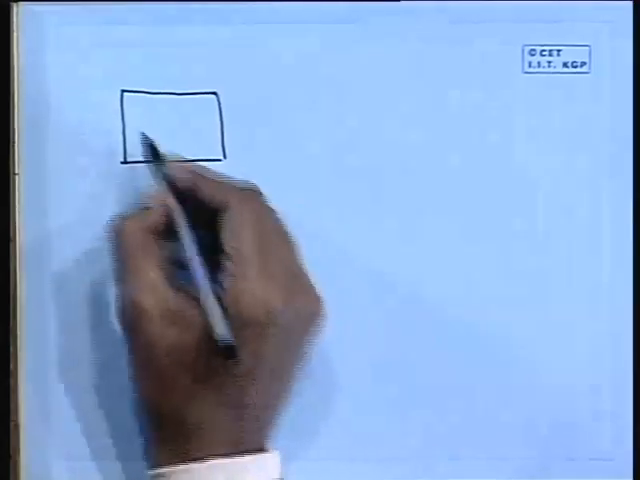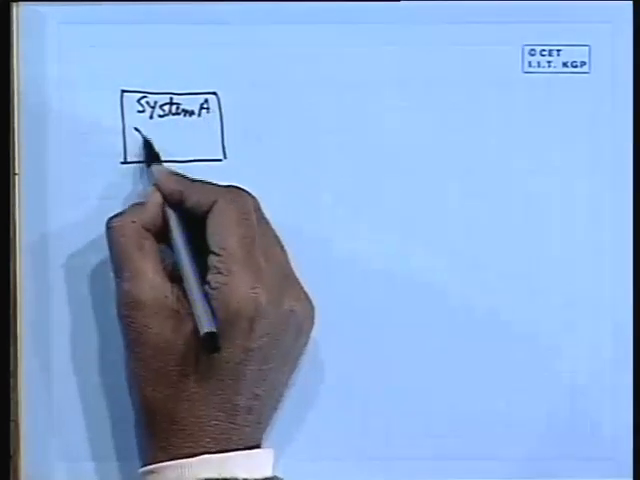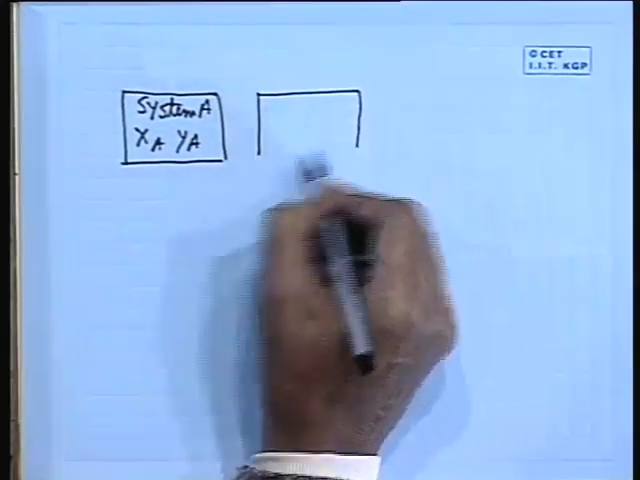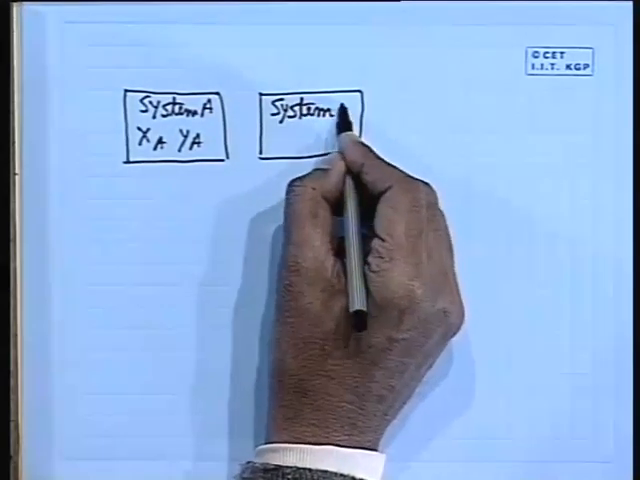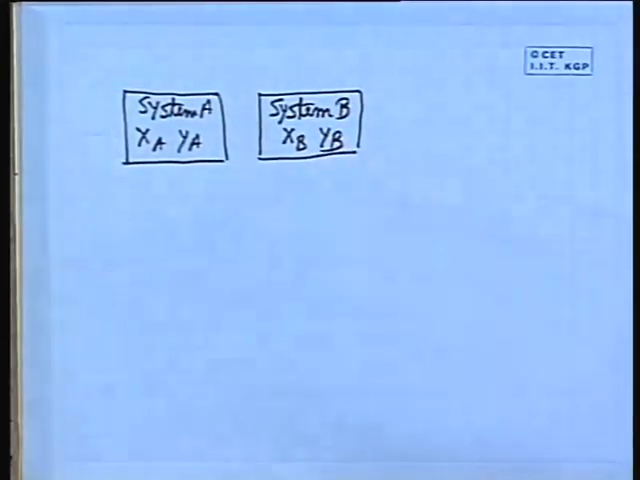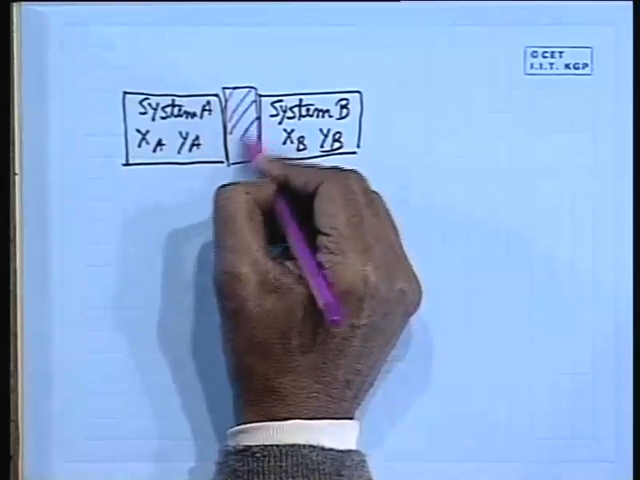Now, if we go a little further, then what we will see, now this experiment was made like this, that if there are two systems, system A with similarly XA, YA properties, and system B with properties XB, YB, if they are now separated by an adiabatic wall, this is an adiabatic wall.